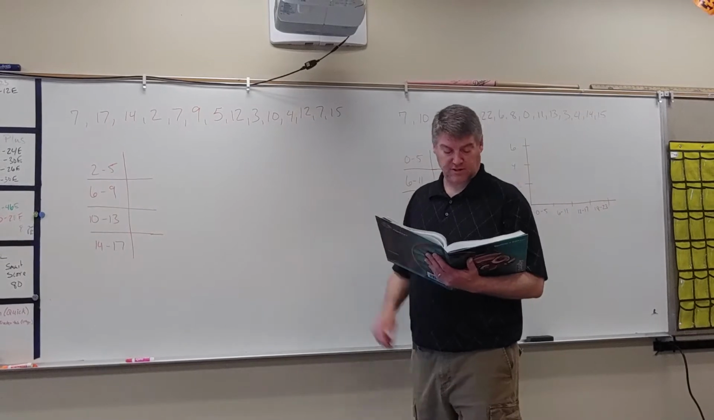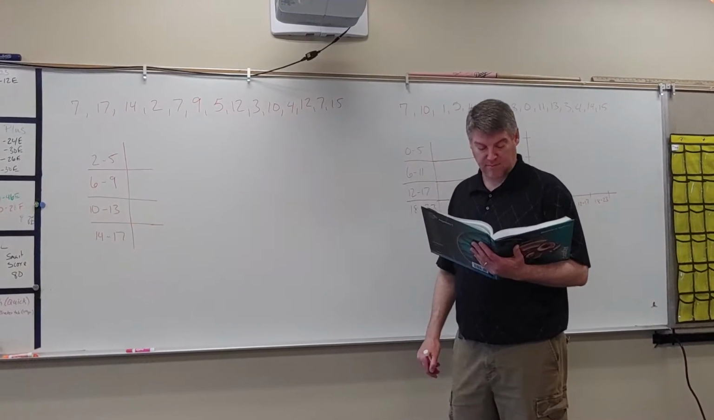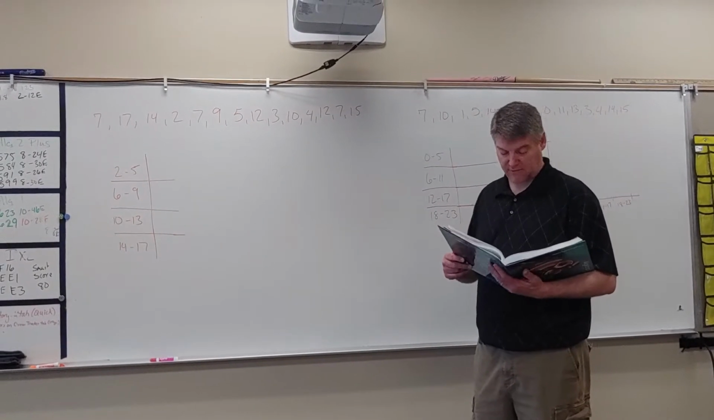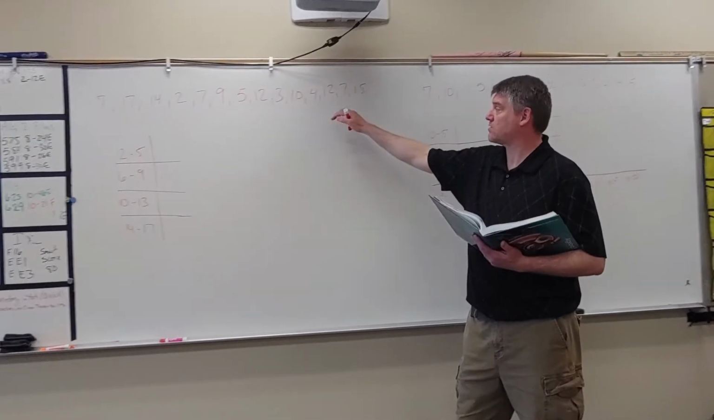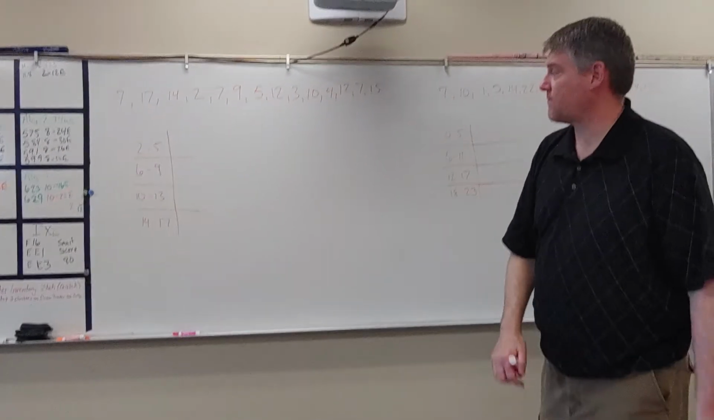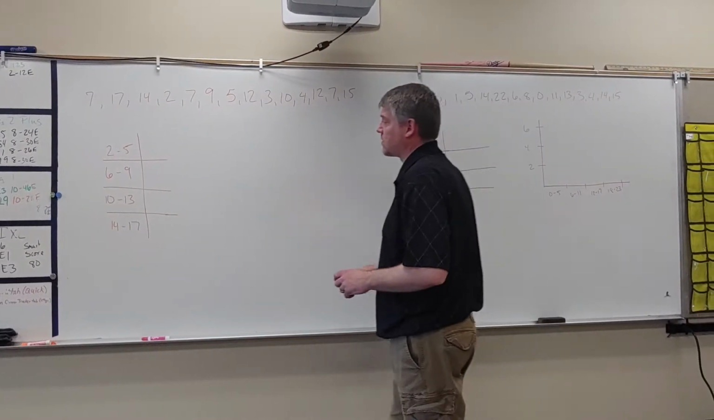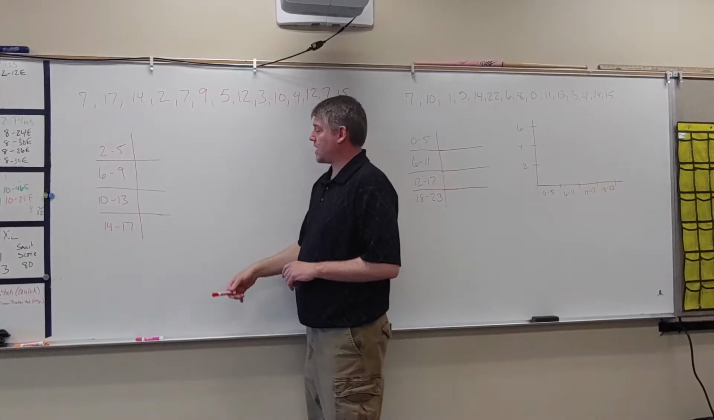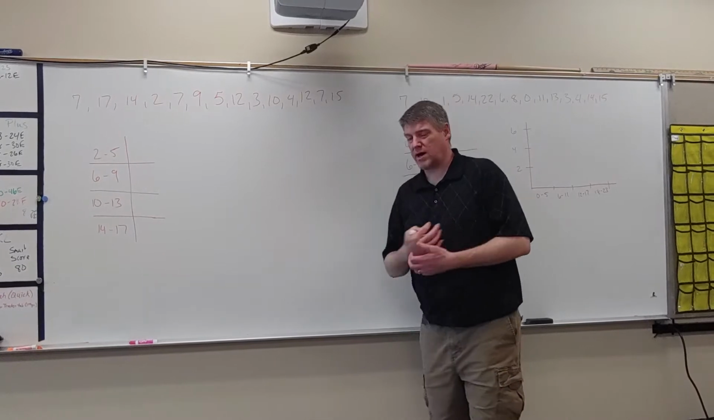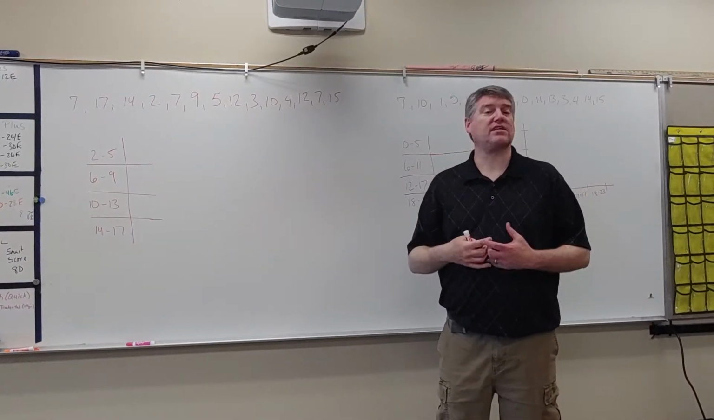So here's our first example. The number of home runs by batters in a local home run derby are listed below. What is the frequency table that represents this data? And so here's all my data values here. I want to find my frequency. So my lowest number is 2. My highest number was 17. I want to break these up into nice even groups.